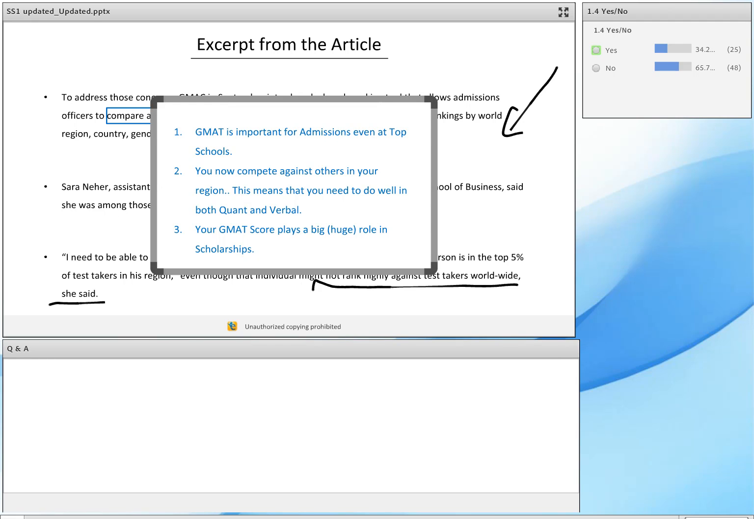Someone asked a question that says, if I'm an Indian, I take a test from Canada, will I be considered an Indian or a Canadian? You'd be considered an Indian. You can't game the system this way. You can take the test from Mars. You'd still be considered an Indian if you have an Indian passport.